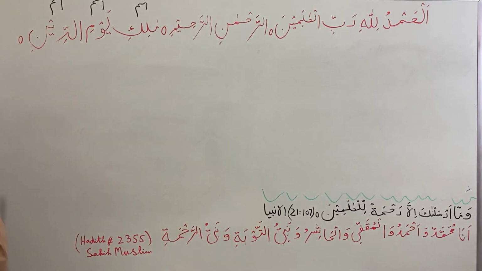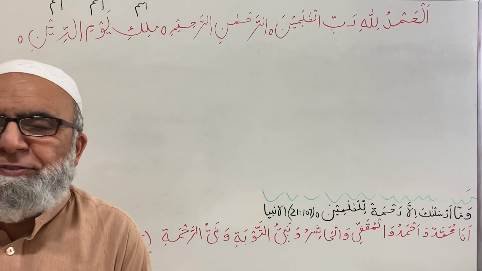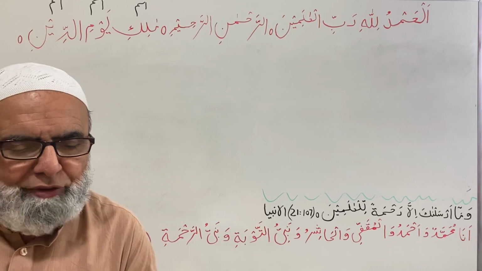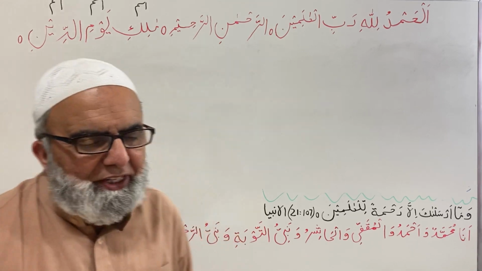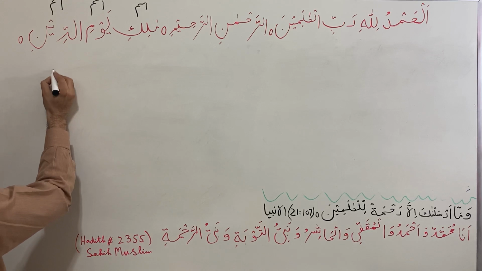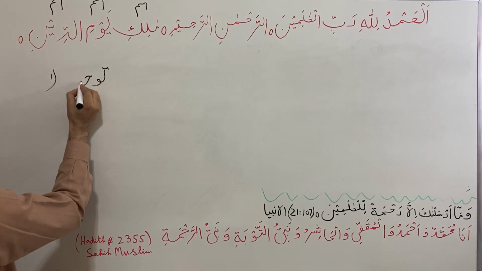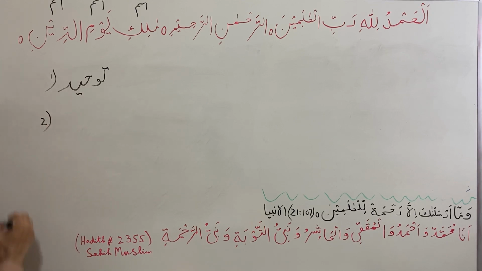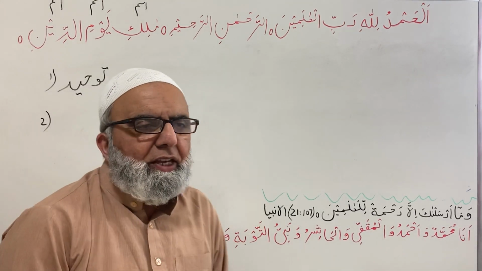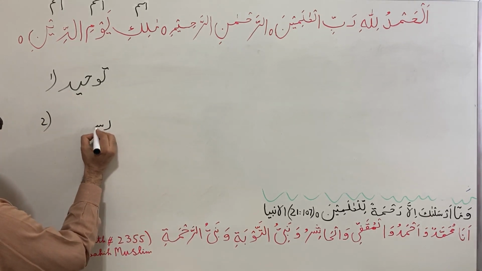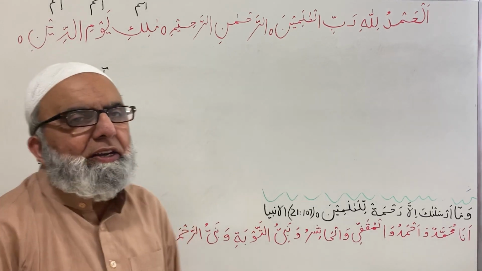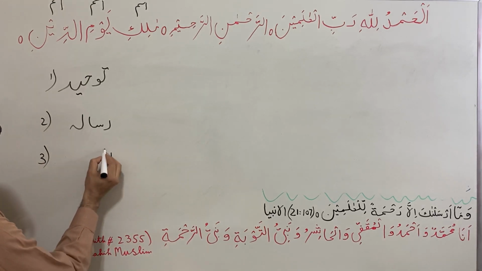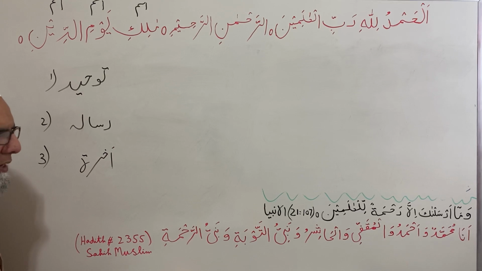Now we can talk about these three ayats. Mashallah, according to the meanings, it is the first part of Surah Fatiha. In this whole part, basically, Allah talked about three things. One is Tawheed. The other thing Allah talked about is Risala. And the third thing is Akhirah.